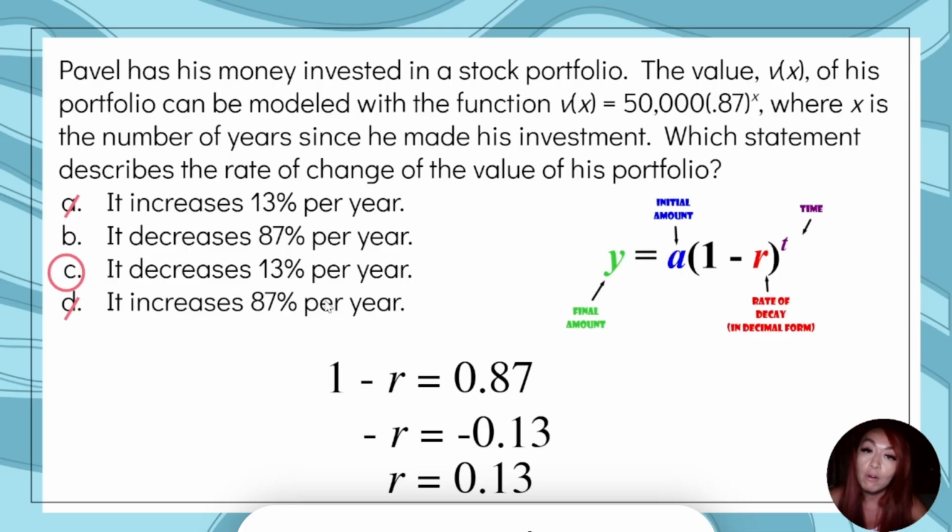So be very, very careful when it comes to these exponential decay problems. This choice here, choice B, there's always a similar choice to that because they know students are going to go for that choice B. It decreases 87% per year. But if you do that, you'll be incorrect.